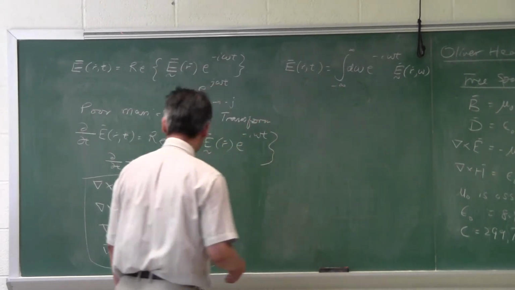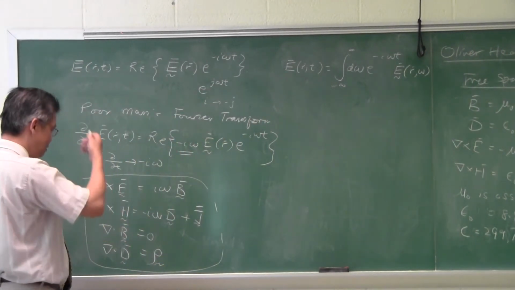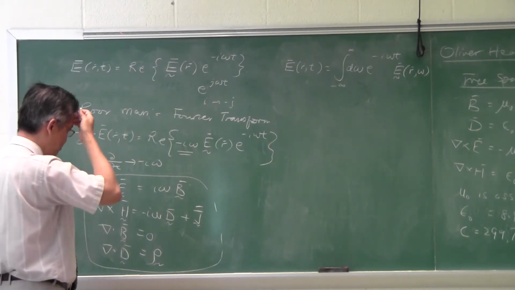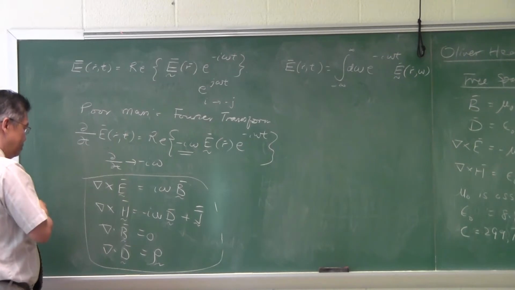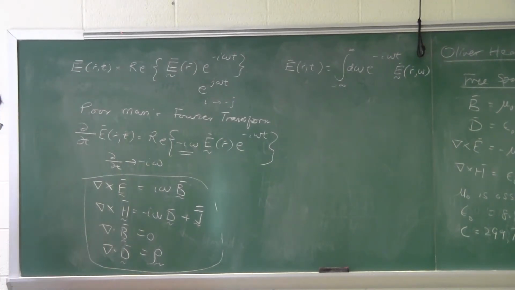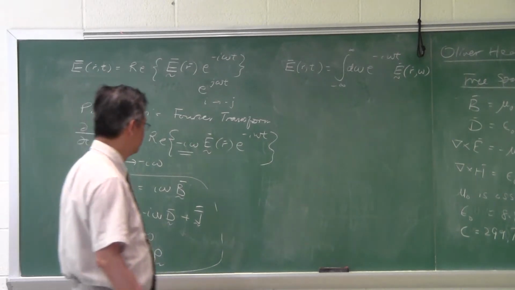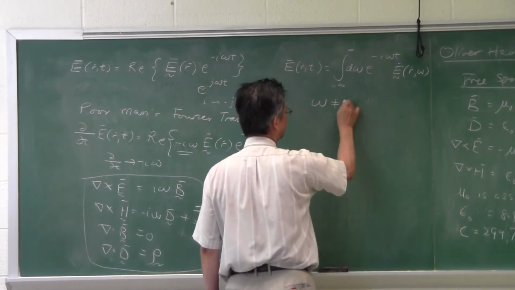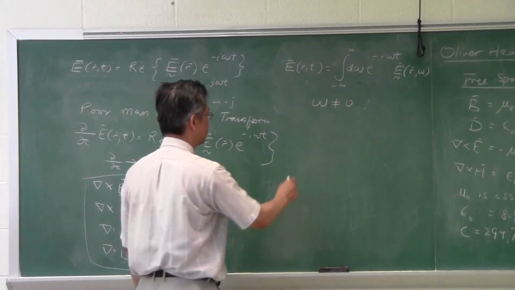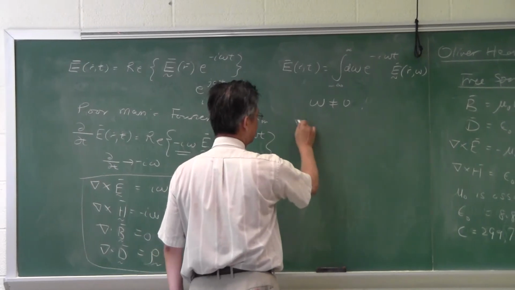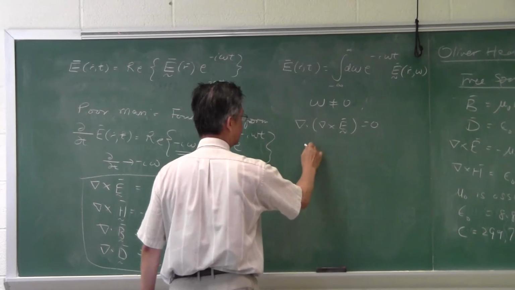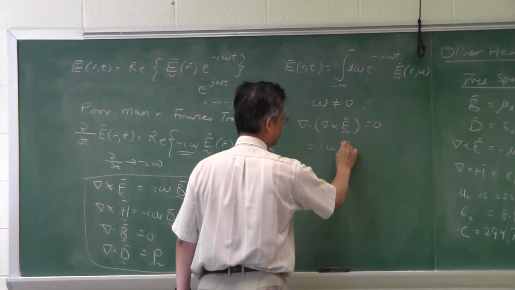And as you can see, Maxwell's equations are not complete until you add in the constitutive relationship. Because you can show that the third and the fourth equations are usually derivable. If omega is not equal to 0, I can take the divergence of the first equation, divergence of the curl of E is equal to 0, is equal to i omega divergence of B.